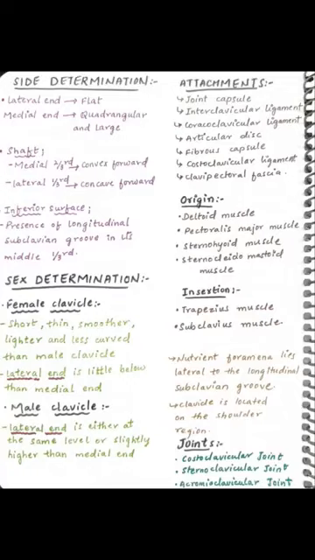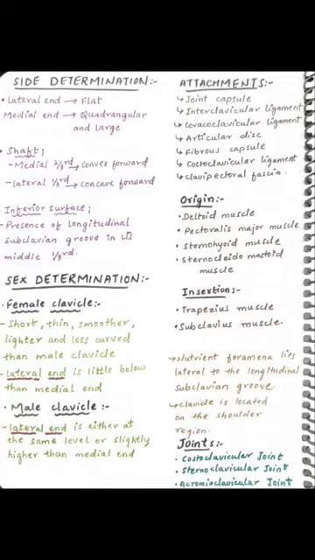Side determination of the clavicle. The lateral end of the clavicle is flat and medial end of the clavicle is quadrangular. The medial 2/3 of the shaft of the clavicle is convex forwards and lateral 1/3 of the shaft of the clavicle is concave forwards. The inferior surface of clavicle have a longitudinal subclavian groove in its middle 1/3.